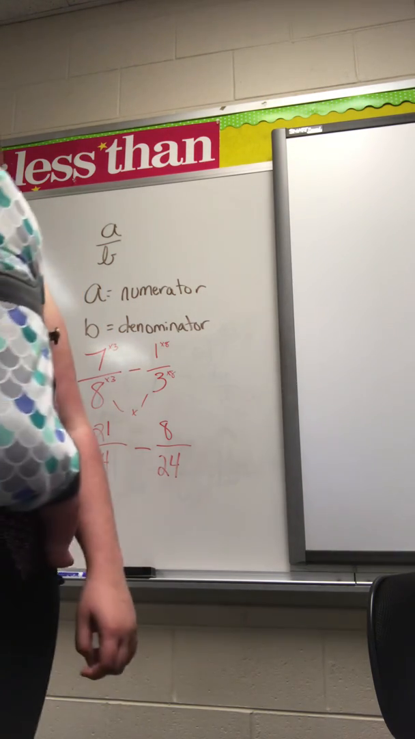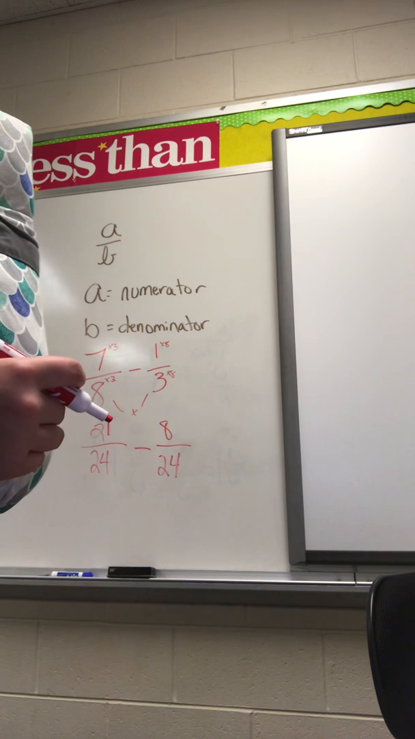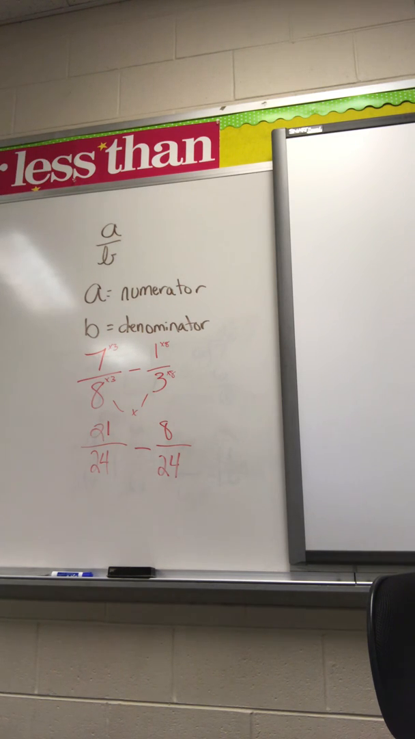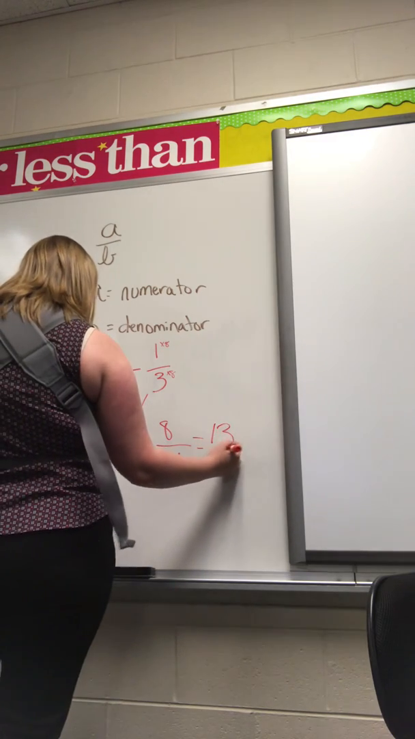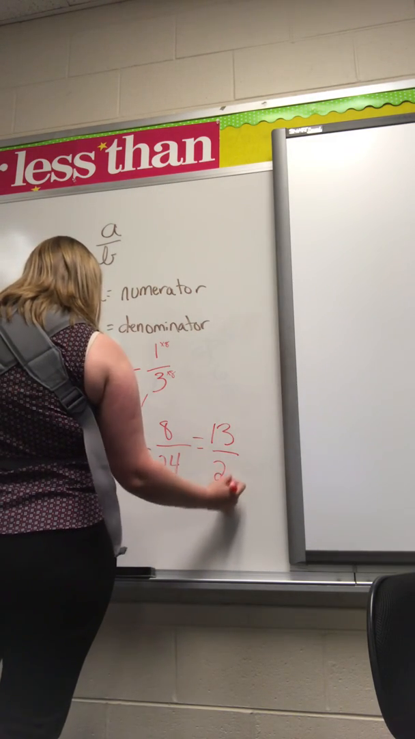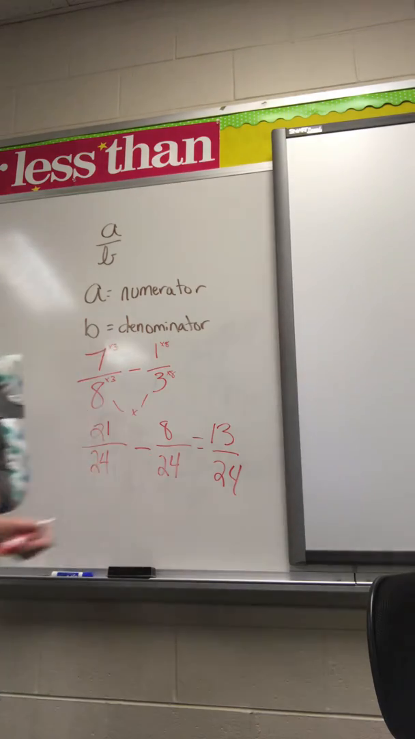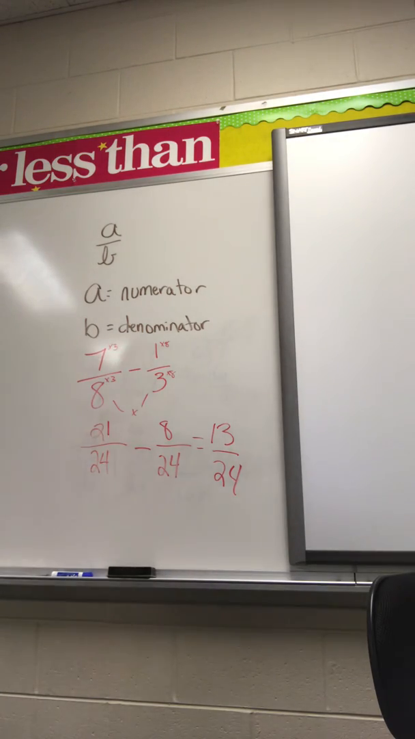Now, we have 21 24ths minus 8 24ths. 21 minus 8 is 13. We keep the denominator of 24, so we're left with 13 24ths.